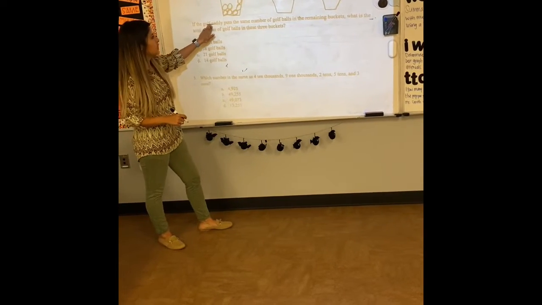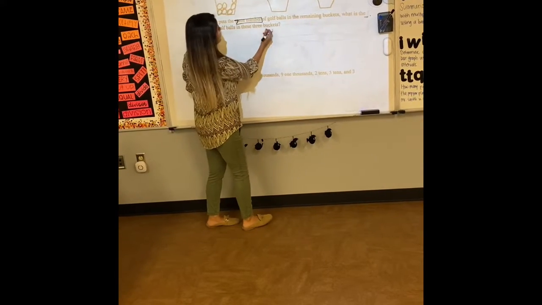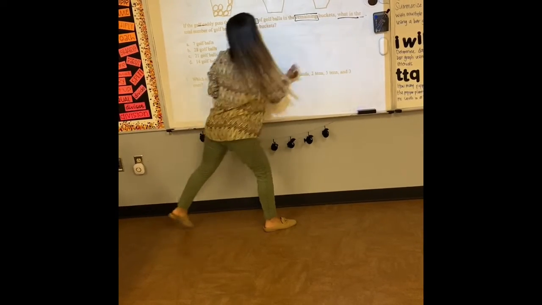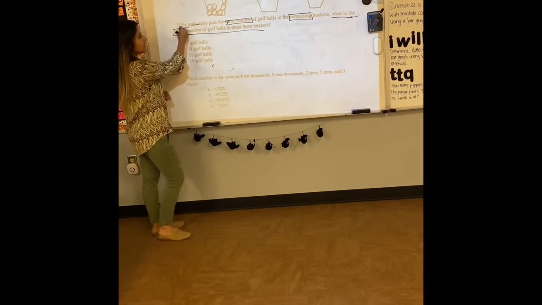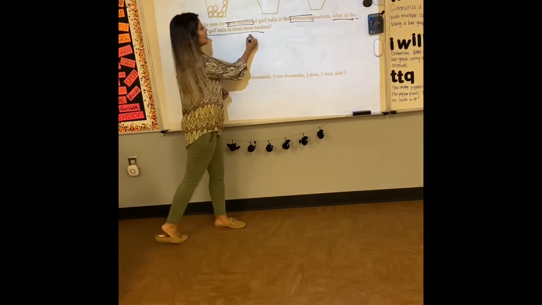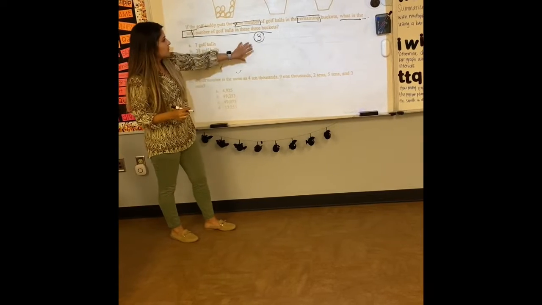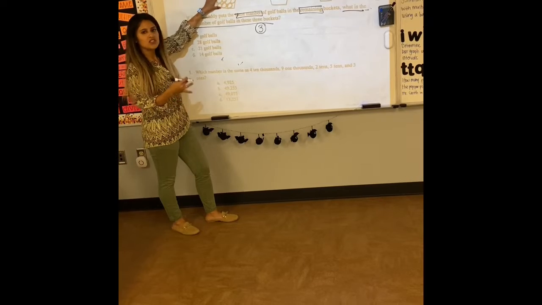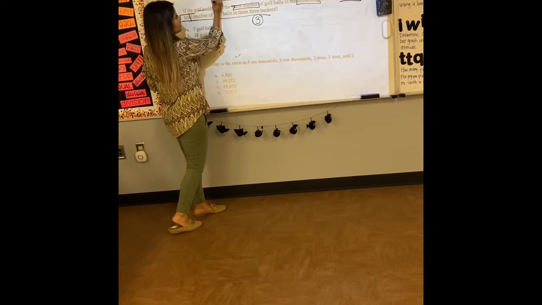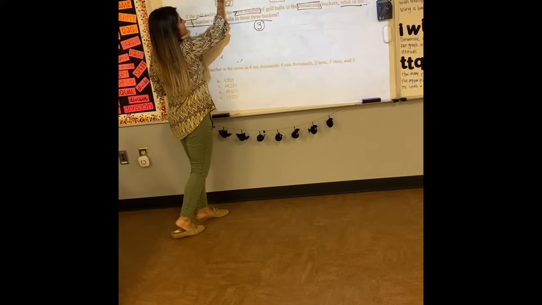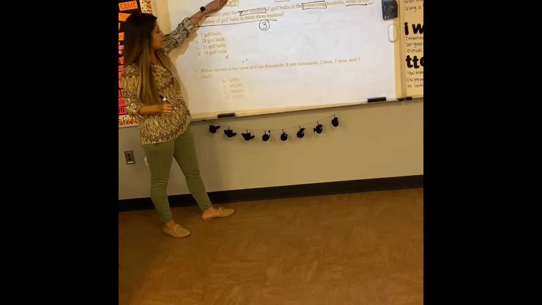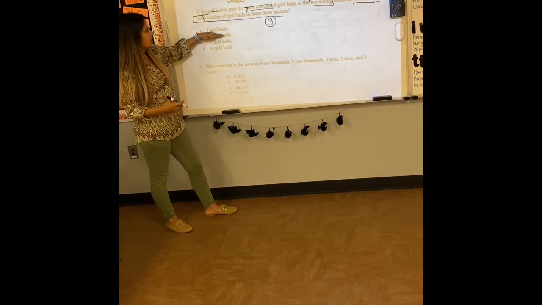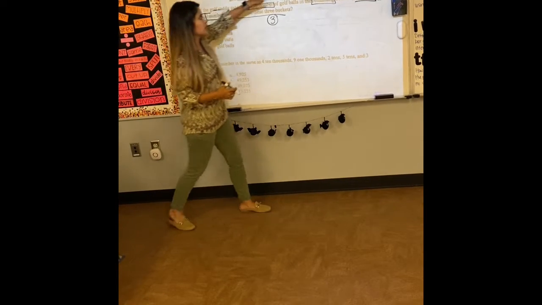If the golf caddy puts the same number of golf balls in the remaining buckets, we need to figure out what is the total number of golf balls in these 3 buckets. Well, if our question is what is the total for all 3 buckets, let's take a look at what's already in our diagram. We have 1, 2, 3, 4, 5, 6, 7 golf balls in that first bucket. When I take a look at my answer choices, 7 golf balls is an answer choice. But is that the total number of golf balls in all 3 buckets?